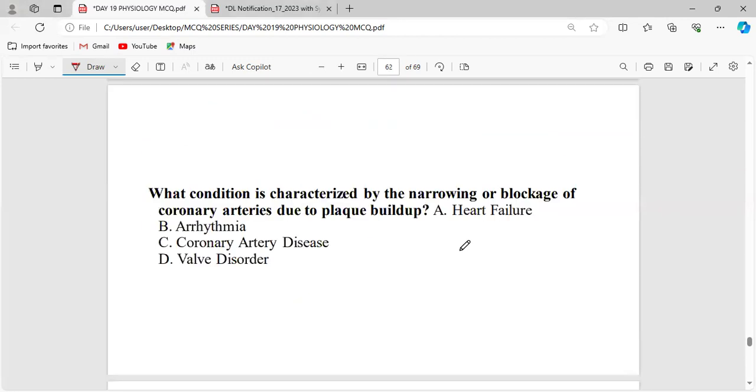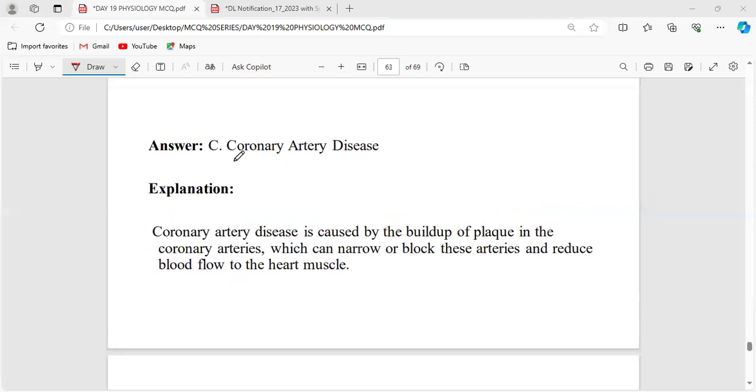Okay, what condition is characterized by narrowing or blockage of the coronary artery due to plaque buildup? Options: heart failure, arrhythmia, coronary artery disease, and valve disorder. Quick, answer quick. And here, what will be the name of the blockage? That will be coronary artery disease. This is caused by the buildup of plaque in the coronary artery.